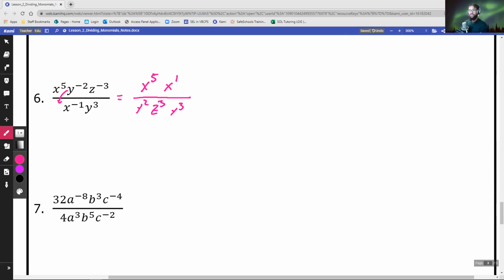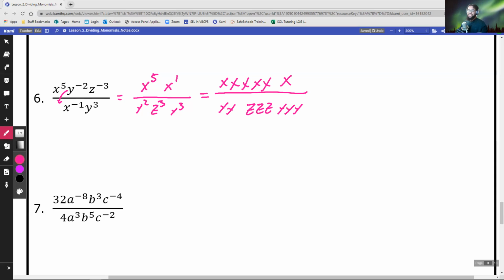So that way I don't have to worry about it, and I can just go through and do my expansion piece. So I have x times x times x, 1, 2, 3, 4, 5. And then that's the last one with the 1. I got that on top. And I've got y squared, y, and then z cubed, and then y cubed.